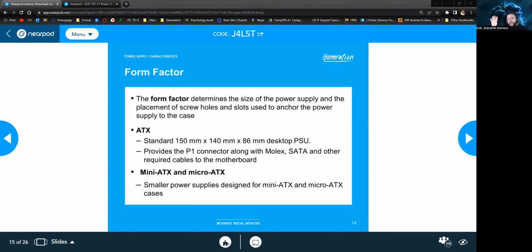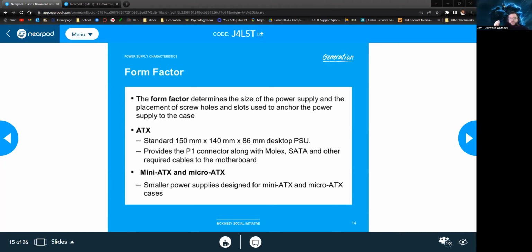Okay. So thank you, so far we got positive 12, positive 3.3, positive 5, negative 12. We're missing 1. Which one are we missing, Madison? Negative 5. So those are the 5 different volts that the power supply is applying to the units, right?